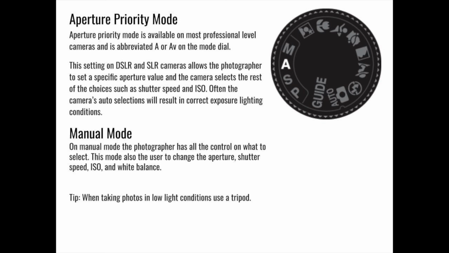The manual mode allows the photographer to control all functions and features of the camera, not only aperture, but shutter speed, ISO, and white balance as well. If you feel like you're ready to use the manual mode, go for it. Another tip is if you are taking photos in a challenging low light situation, using a tripod is really important.